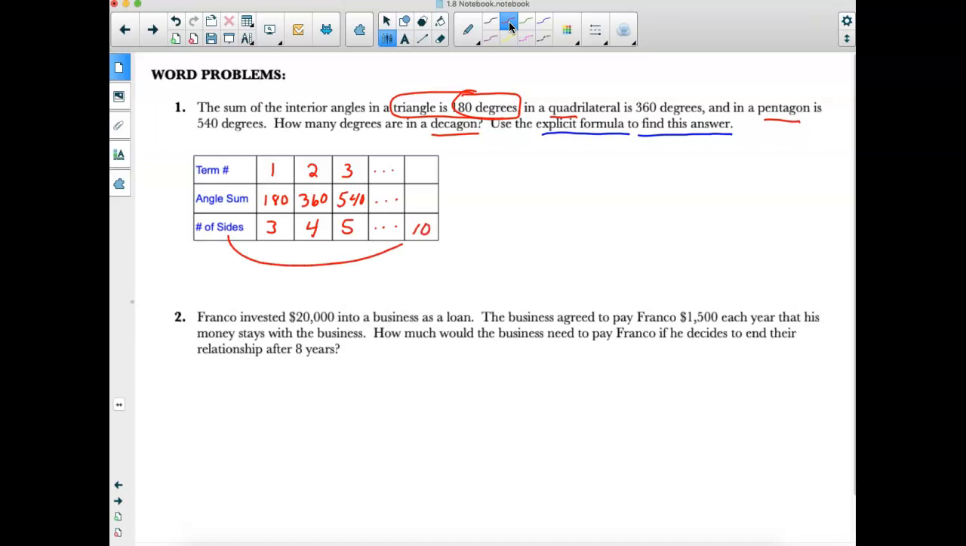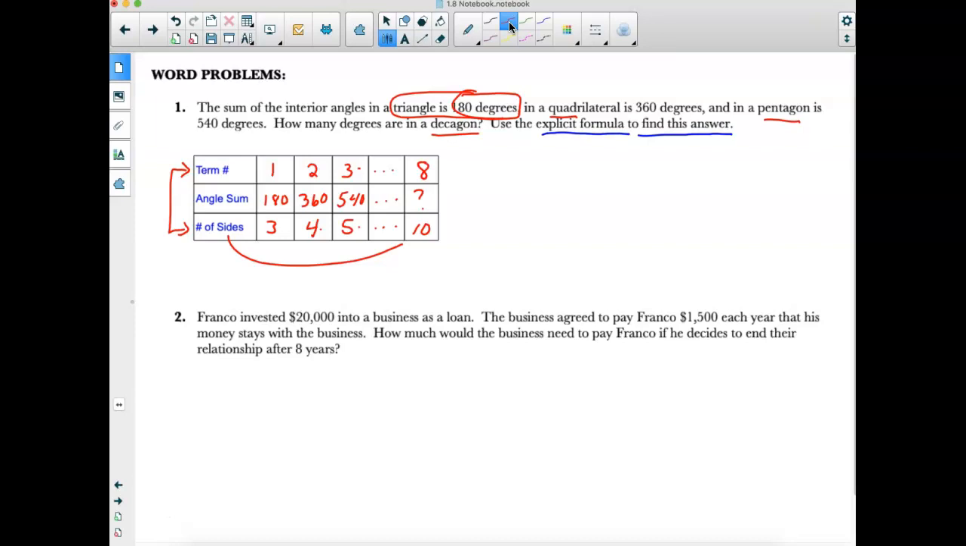Angle sum, I don't know. That's what I'm looking for. But what would the term number be? Well, check this out. Look between your term number and the number of sides. If my first term has 3 sides, my second term has 4 sides, my third term has 5 sides, check it out. The number of sides is always 2 more than the term, which means the term number in this case would be 2 less than the number of sides, okay?